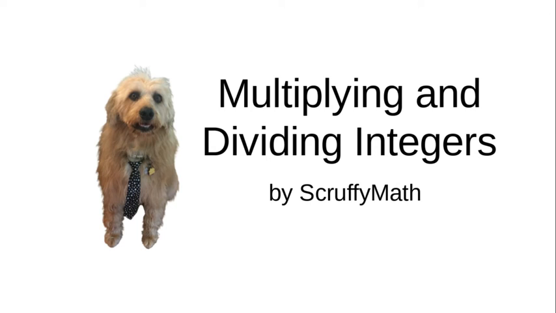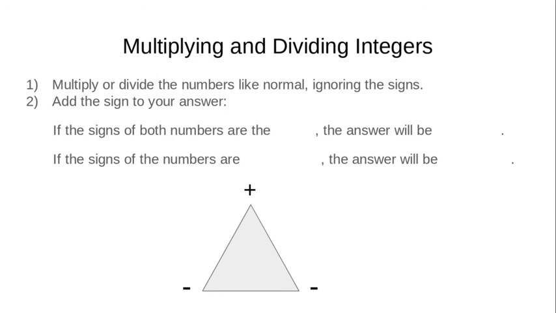Hello, today's lesson is over multiplying and dividing integers. When you are multiplying and dividing integers, the first thing you're going to do is multiply or divide the numbers like normal, ignoring the signs. Once you get your answer, you can add the sign.